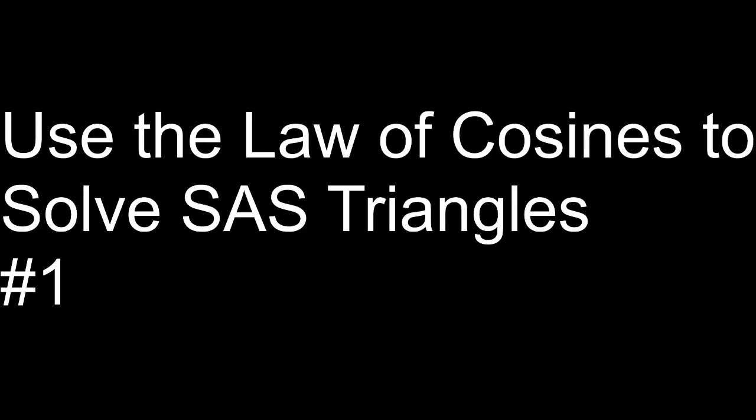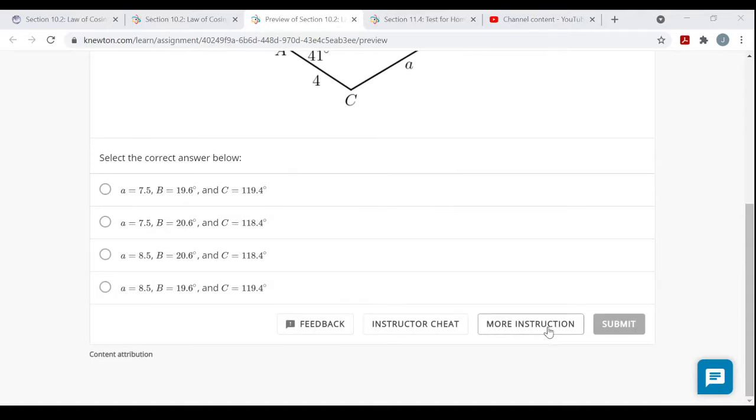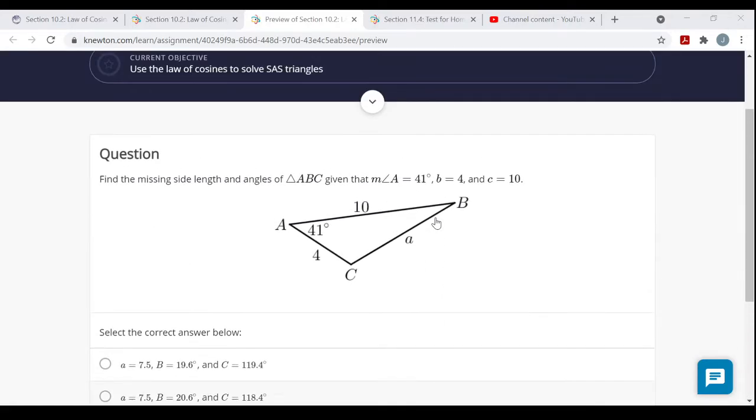So let's take a look at this first question. Again, if you want to see more about the topic, look at more instruction, look at the notes, the videos, the examples, and hopefully those can help you out. Now this is a multiple choice one, it looks like. It looks like all the answers are rounded to the nearest tenth, all the angles to the nearest tenth of a degree, all the side lengths to the nearest tenth of a unit. So that's what I'll do when I go through this.